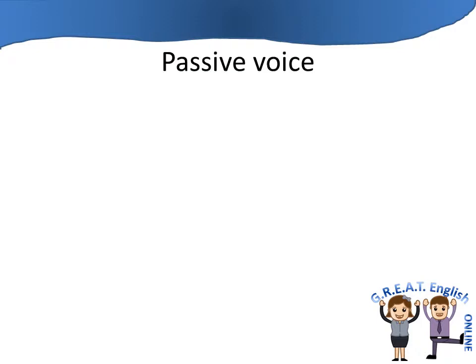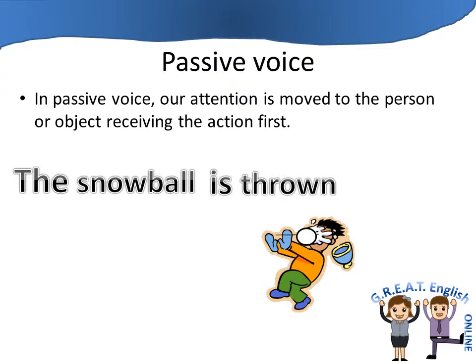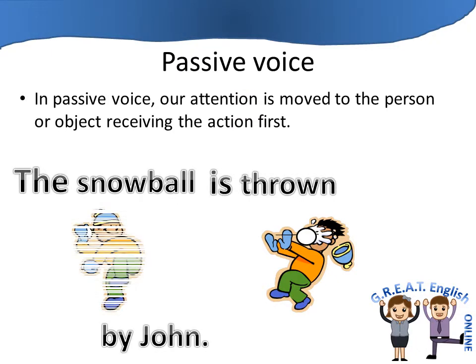In passive voice, we want to bring attention to the person or object receiving the action first. In our sentence, the snowball. So we move the snowball from the end of the sentence to the beginning. The snowball is thrown, and then we can add the person at the end by John. The snowball is thrown by John. That focuses our attention on the snowball rather than on John.